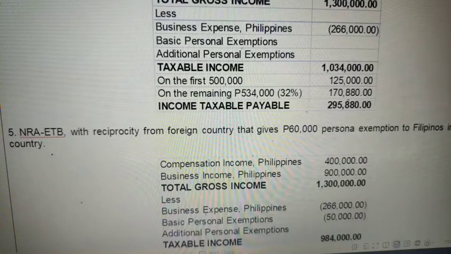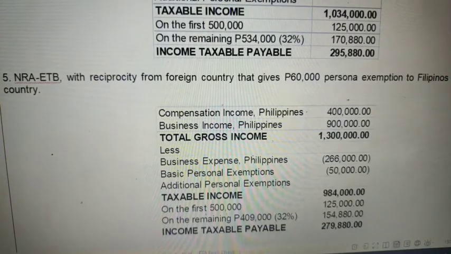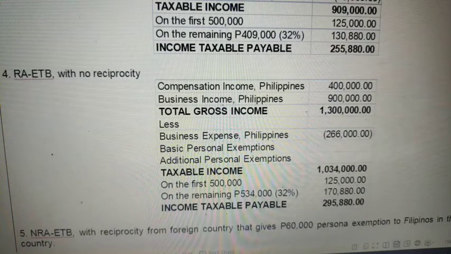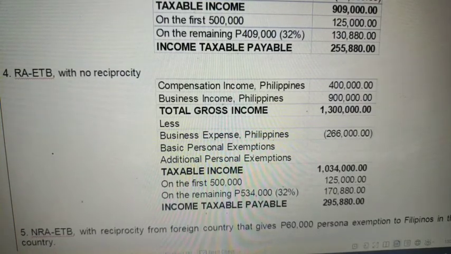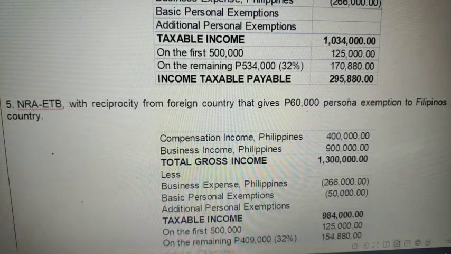So, let us now proceed to the non-resident alien engaged in trade or business with reciprocity from a foreign country that gives 60,000 personal exemption to Filipinos in that foreign country. So, kanina sa taas is walang reciprocity. So, wala siyang basic personal exemption. Wala din siyang additional personal exemptions. So, in here, sa baba, for the non-resident alien engaged in trade and business with reciprocity from foreign countries, merong ibinigay na 60,000 pesos. Okay.